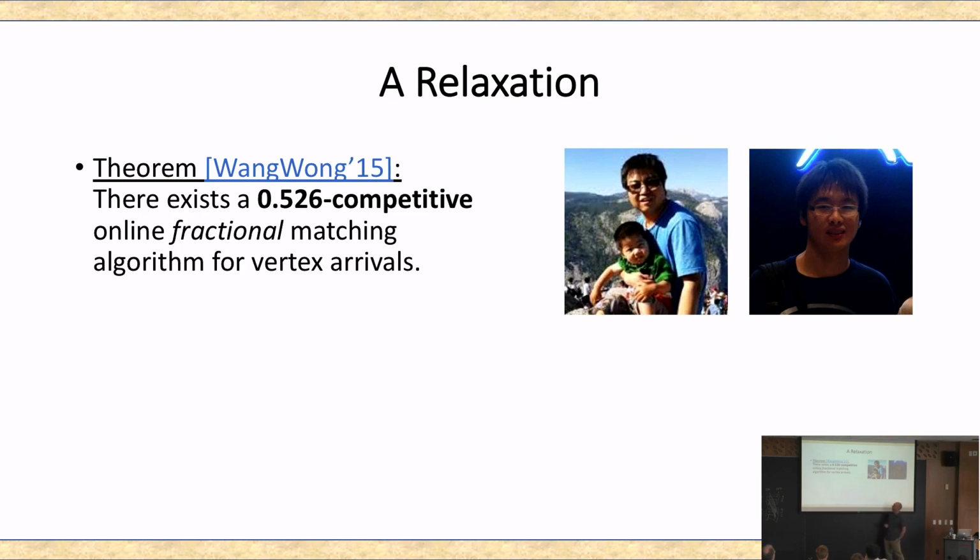In 2015, Wang and Wang gave a 0.526 competitive online fractional matching algorithm for vertex arrivals. This is Sam Wang on the right, and Yang Wang is on the left, presumably the older gentleman.